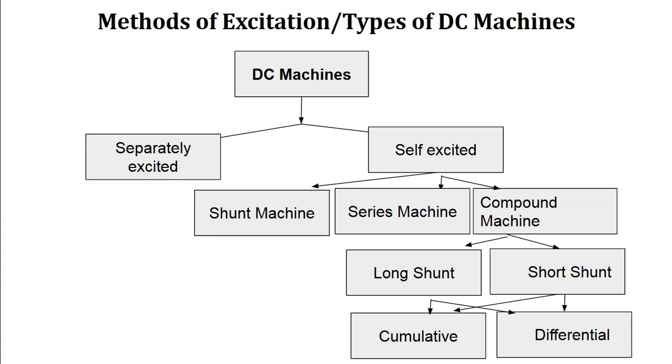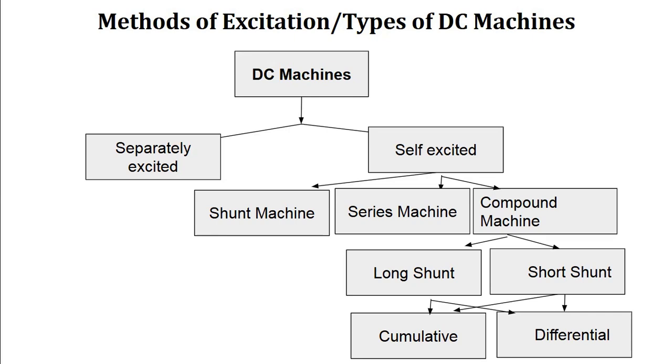In a separately excited DC machine, there is no electrical connection between the armature winding and the field winding. Both are electrically isolated from each other. In a self-excited DC machine, the field winding and the armature winding are electrically connected, and we don't have to give any separate excitation to the field winding. A self-excited DC machine can be further classified as shunt machine, series machine, and compound machine.